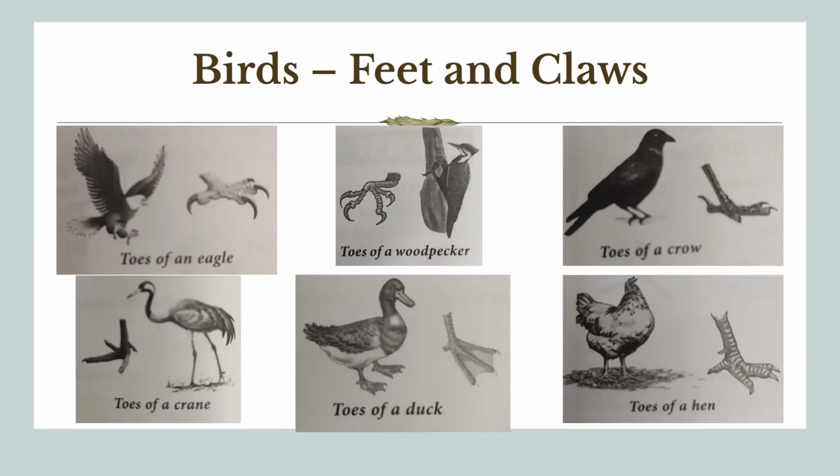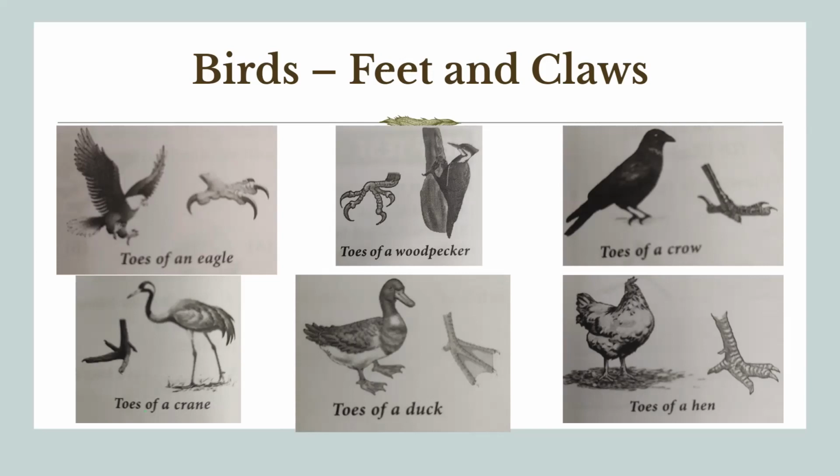Those things will come. Shall I finish it? Otherwise, we will not be able to complete it. Now 5 minutes are remaining. We have scratching birds. Scratching birds are hen, turkey, and pheasants. They have very strong legs, with 3 toes in front and 1 toe at the back.